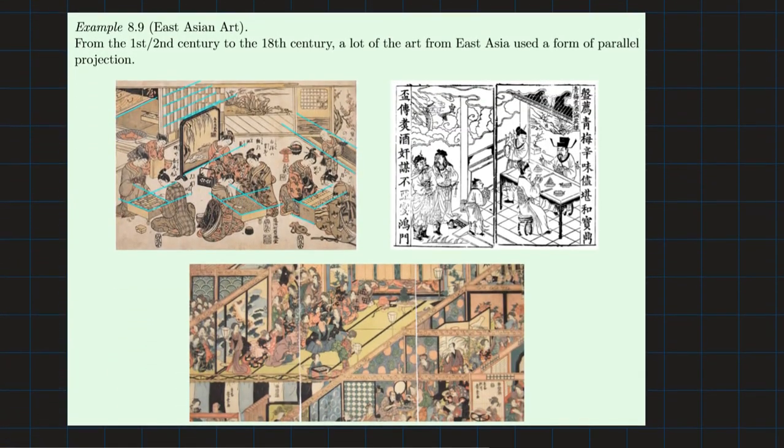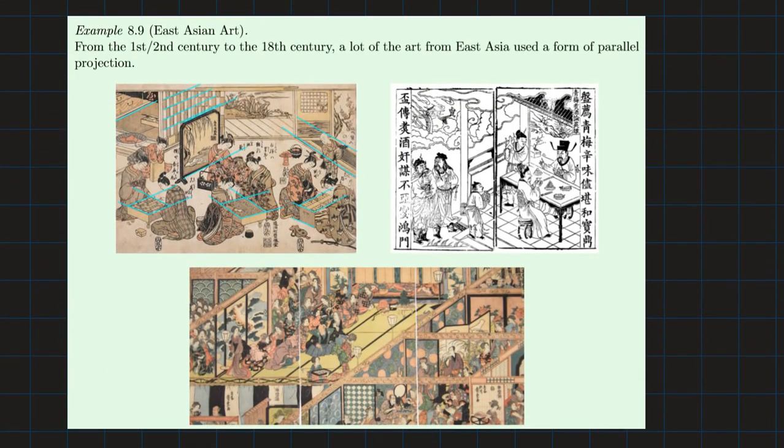The next example is in art. Okay, so in a lot of East Asian art, parallel projection was predominantly used as the method of perspective. And I think it originated in Chinese art, but it was quickly adopted into Japanese art as well. So you'll see this first picture, it's probably Japanese. I think there's a lot of parallel lines everywhere.